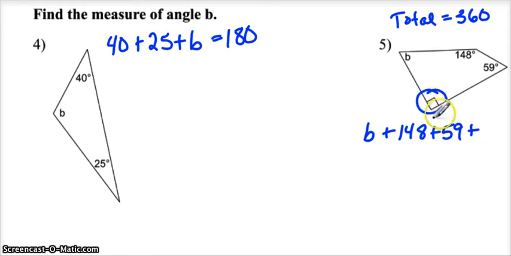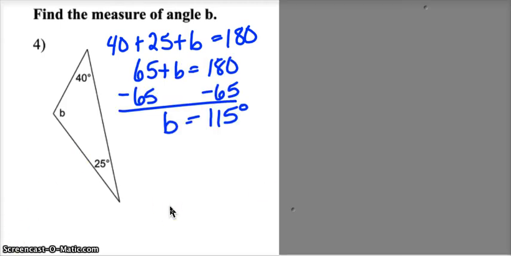Even though there's not a number there, you've got to know what that symbol represents. That symbol represents a right angle, a 90 degree angle. So we add in 90, and that ought to equal 360. Now those equations need to be solved. For number 4, when all of them add up to 180, you combine the like terms and get 65. Then subtract 65 on both sides, you'll find that b is 115 degrees.